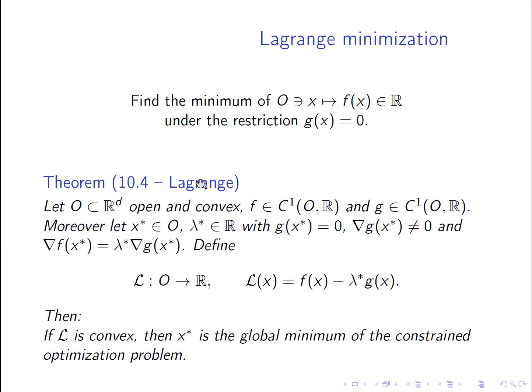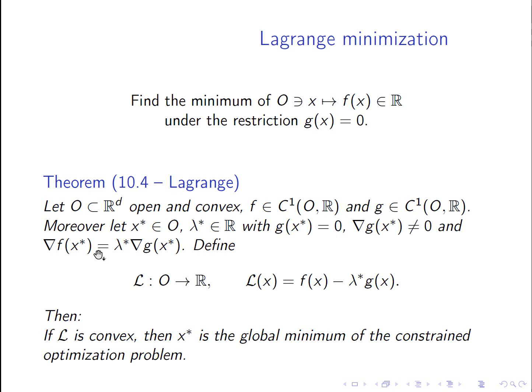And here's a theorem which summarizes all we need. So O has to be an open and convex subset of R^d. f is C1 from O to R. g is C1 from O to R. And now we have our minimal point, or our candidate for the minimal point, x star. Lambda star, that's our Lagrange multiplier, and x star and lambda star have to satisfy the following. First of all, x star has to fulfill the restriction, so g of x star is equal to 0. Moreover, the gradient of g at x star cannot be 0. Well, that must be excluded.